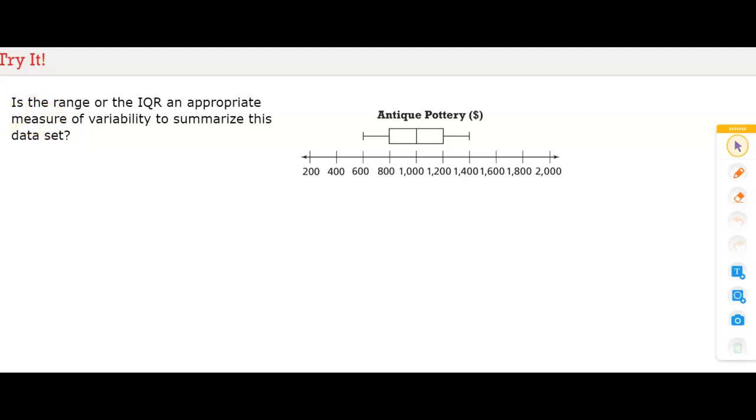Is the range or the IQR an appropriate measure of variability to summarize this data set? The range would be the best choice in this situation to measure the variability because the data is centered here. There is no outlier, so the range would be a good choice to summarize this data.